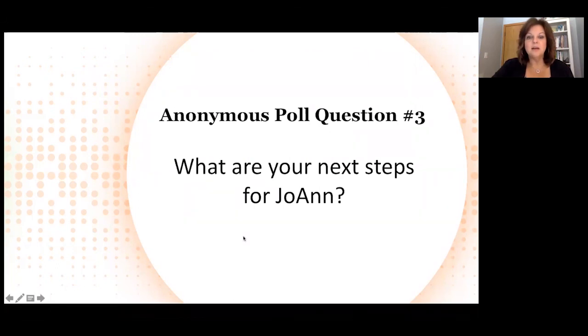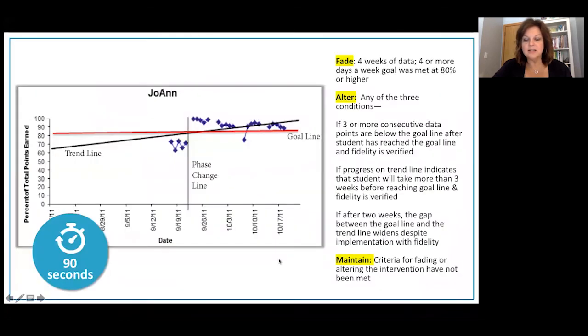So let's go ahead, and I'm going to pop back, and let's just talk about her real quickly, and then we're going to move into the next closing activity. Okay, so fade is absolutely the next steps response based on her data pattern and your decision rules. She has 4 weeks of data, 4 or more days a week, the goal was met at 80% or higher. We're going to start to fade.